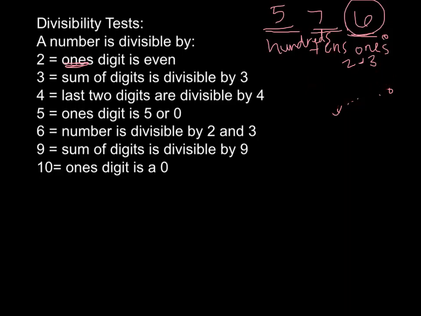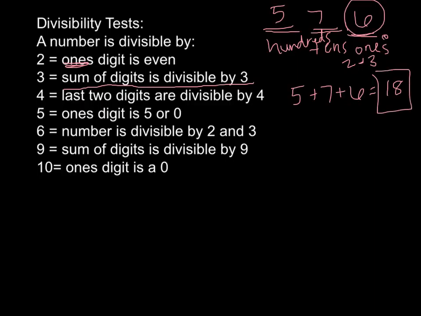So let me say that again slower so that you guys can really understand it. I did 5 plus 7 plus 6 equals 18. Then I go to my number 3. The sum of the digits is divisible by 3. So here's my sum of the digits, 18. And I know that 18 divided by 3 is 6. There are no remainders, so that one checks off as well. So far we've got it's divisible by 2 because the ones place is even, and it's divisible by 3 because the sum of the digits is divisible by 3.